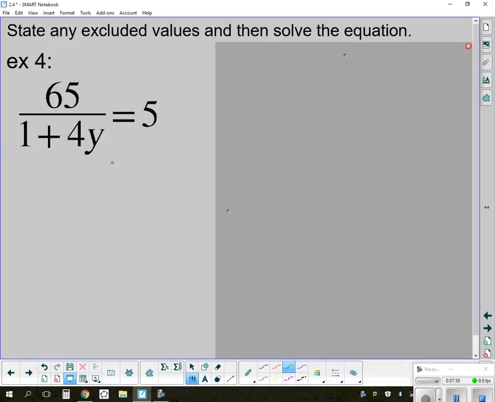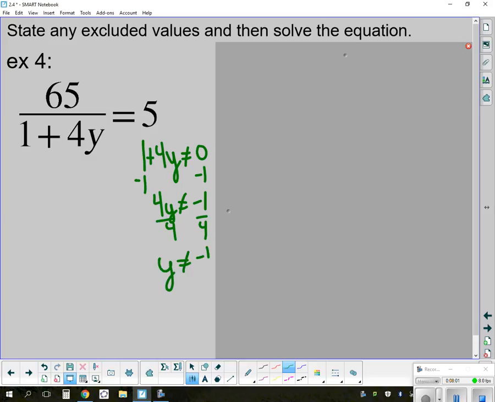Okay, number 4. I only have one denominator with a variable, so I'm saying that 1 plus 4y does not equal 0. Subtract 1. 4y does not equal -1. And then divide by 4. Y does not equal -1/4. Okay, and then we're solving.